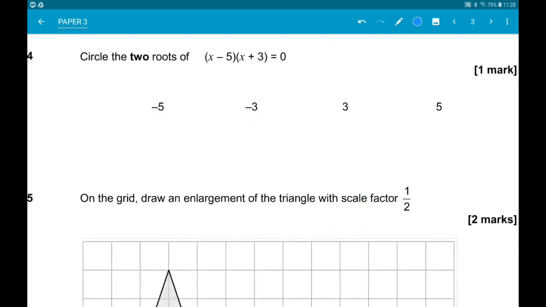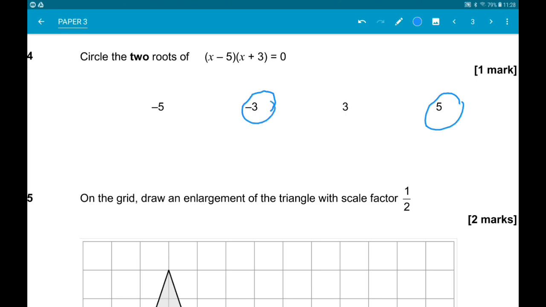Number 4, circle the two roots of x minus 5 times x plus 3. So with a quadratic in factorised form, you set whatever is inside each bracket equal to 0 and solve for x. So here we get 5 and minus 3.